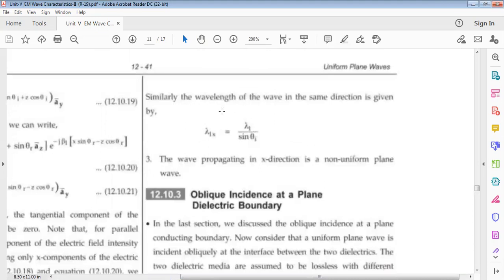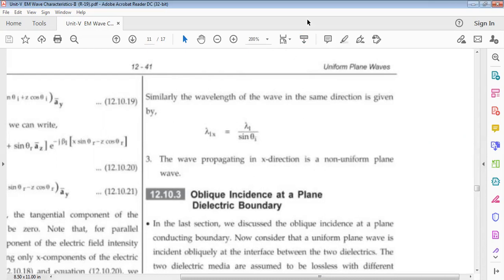Similarly, the wavelength of the wave in the same direction is lambda 1x is equal to lambda 1 by sin theta I. The wave propagation in x direction is a non-uniform plane wave. Non-uniform plane wave, with velocity V1 by sin theta I and wavelength lambda 1 by sin theta I.